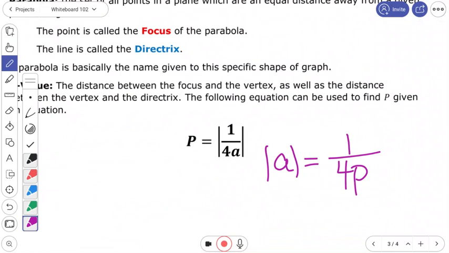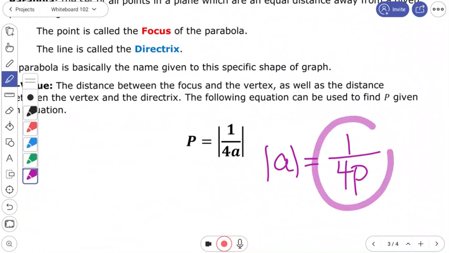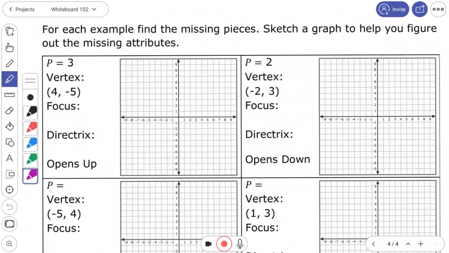Now we've got to use the absolute value of a because remember, p is always a distance. So this fraction right here is always going to be positive no matter what. That's why we put the absolute value around our a value, because a could in fact be negative if our parabola opens down. All right, so let's do some practice.